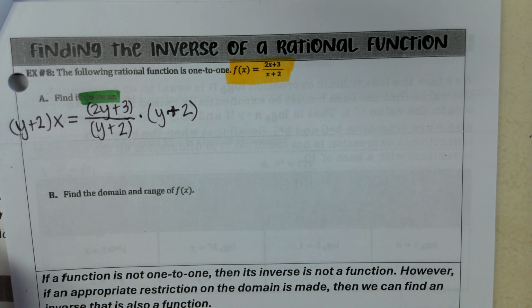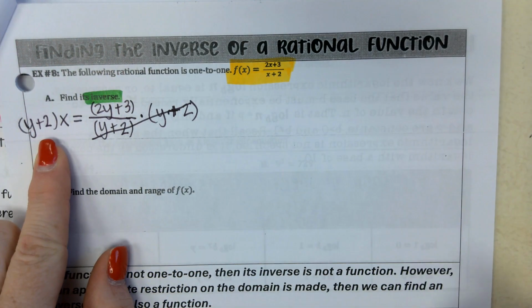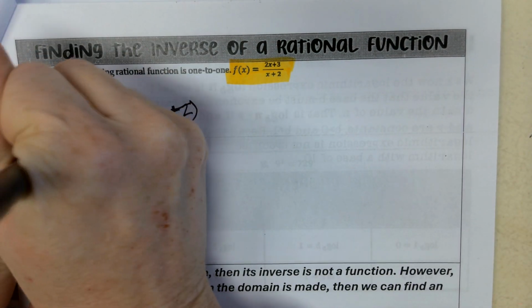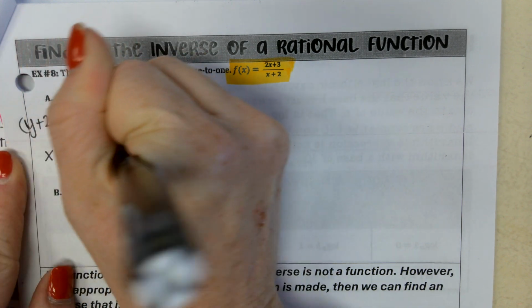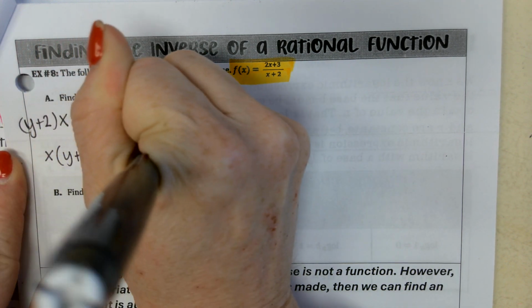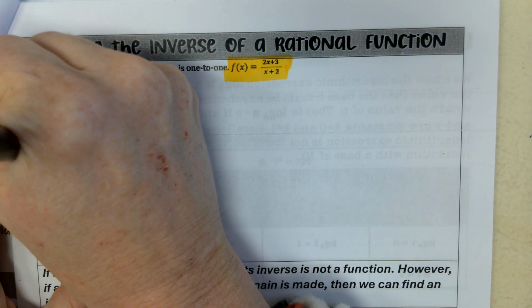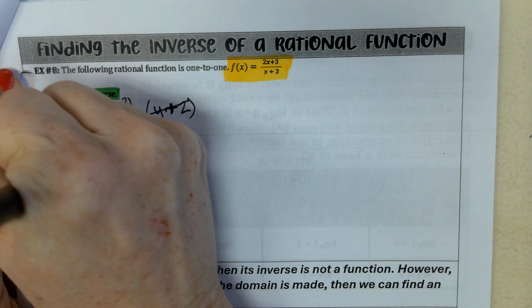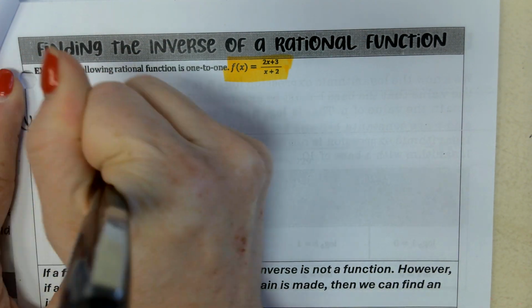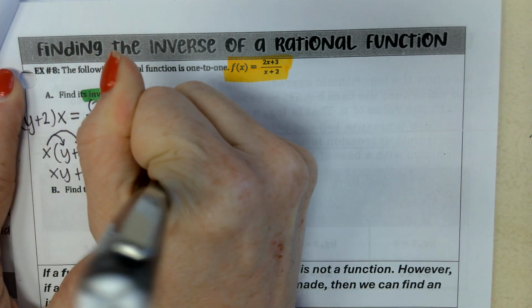Okay. All right, now, the denominator canceled out, so I'm going to rearrange this. x times y plus 2 equals 2y plus 3. I am going to distribute the x, so this is xy plus 2x is equal to 2y plus 3.